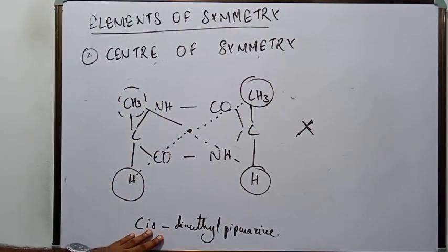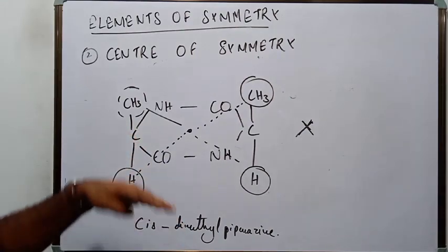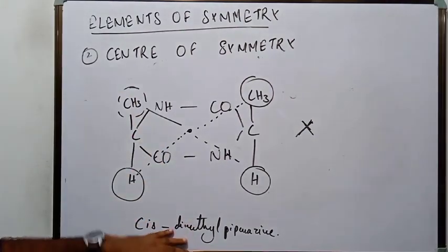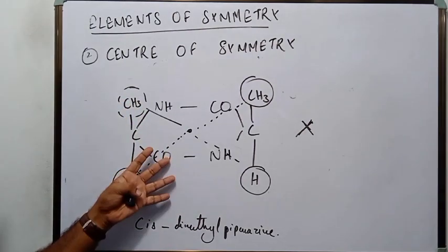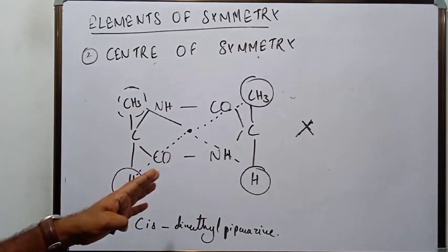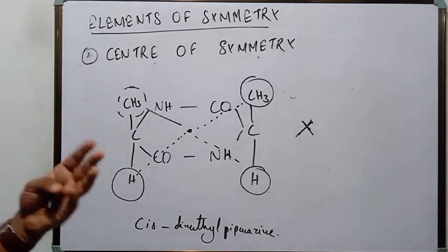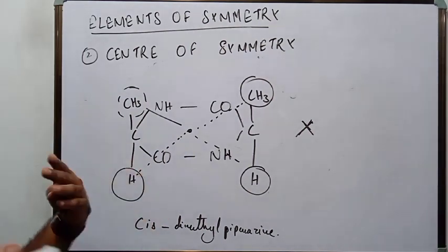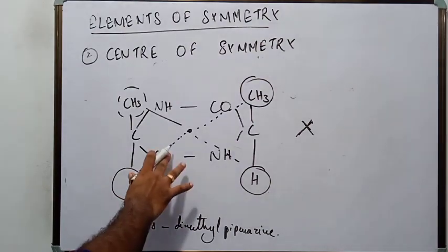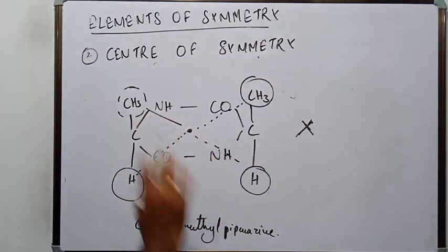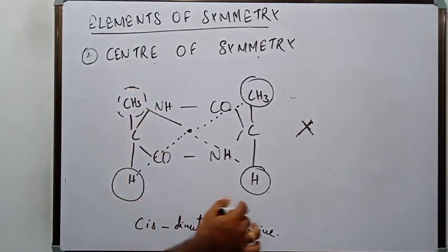So the trans compound is not a chiral compound. This one is a chiral compound. This is an asymmetric compound. It will show optical isomerism. If you bring a mirror, it will exist as a pair. It will exist as enantiomers, and it will show optical activity. Because it does not have any center of symmetry, it will exhibit optical activity.